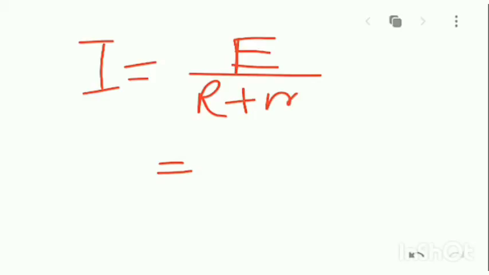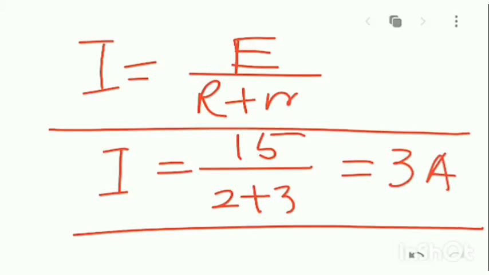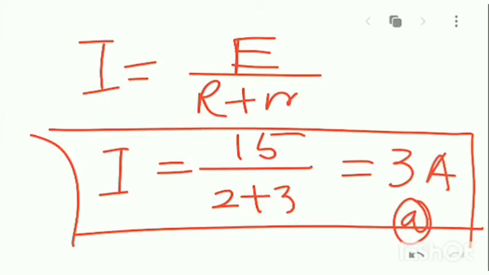So my EMF is 15, capital R is 2 and small r is 3. So 15 by 2 plus 3, which is 5, equals 3 ampere. That is the current flowing in the circuit. That's the answer to part A. Clear? Next it is asked the potential difference between the terminals. Let's solve it. That V equals E minus I r, the previous formula.